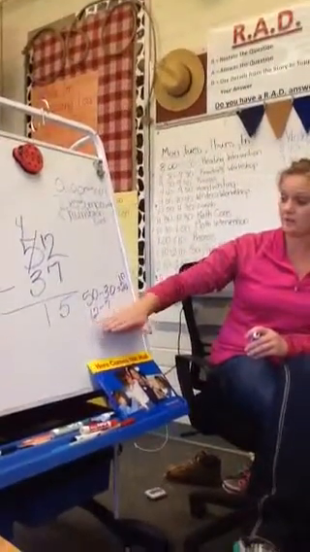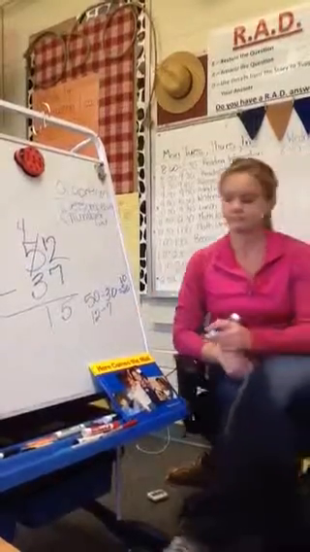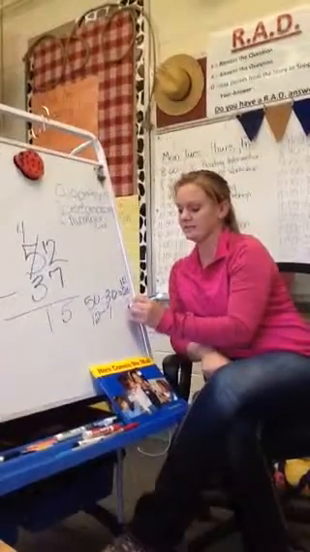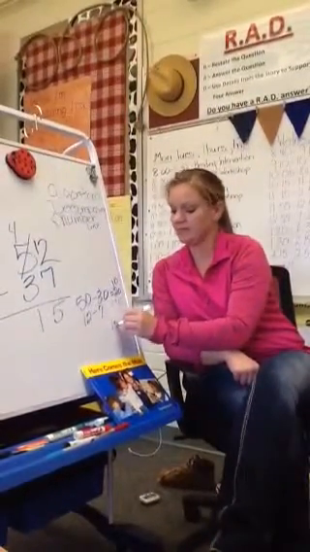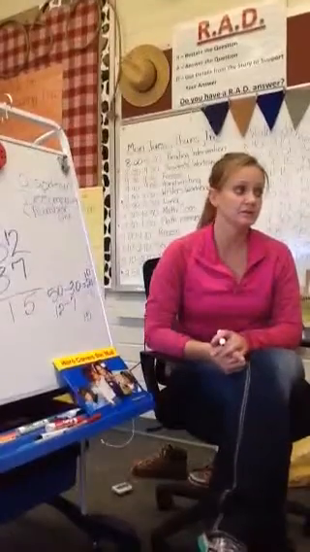Now what's 12 minus 7? 5. And 10 plus 5 is 15. That one's a little bit trickier, boys and girls.